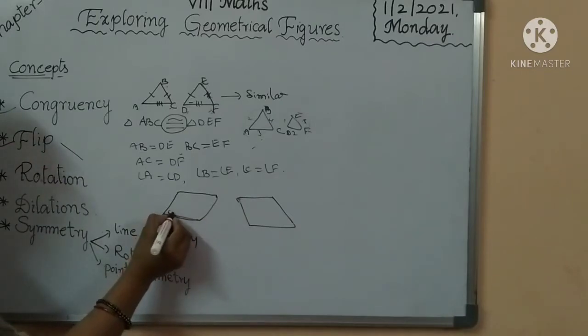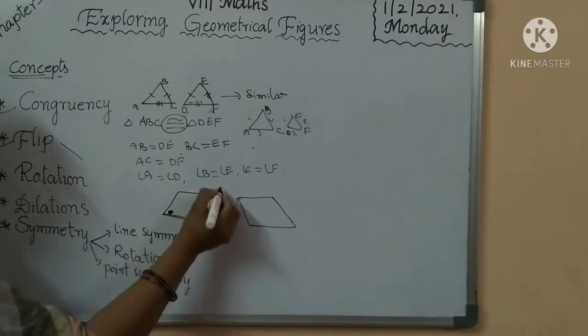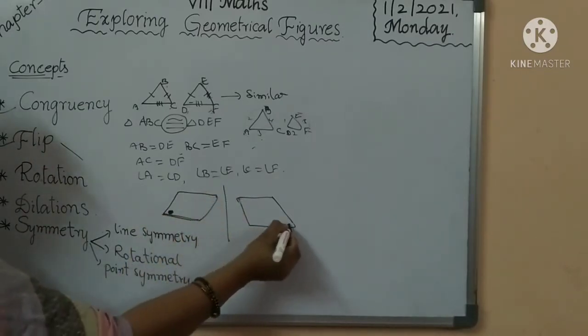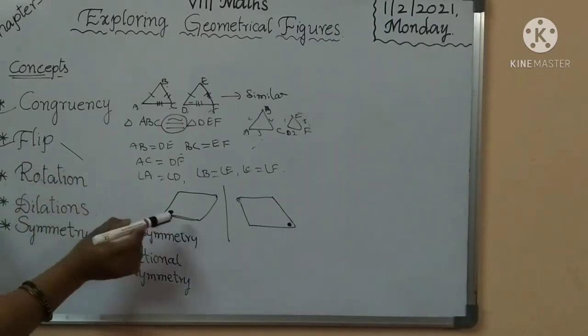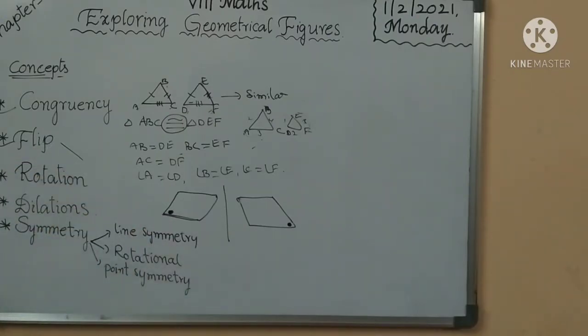So here I keep one dot. It is a mirror. It is an image of the mirror. Okay, did you understand, children? It is a flip of an image. So observe that, students, when we are standing in front of the mirror at home.